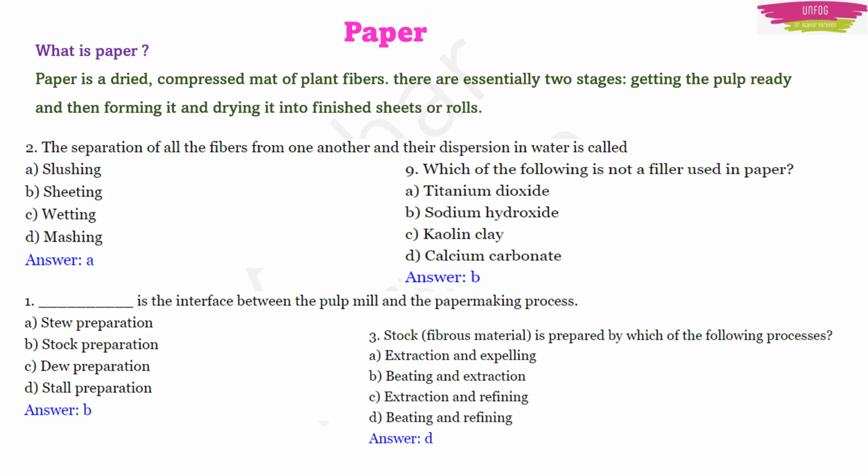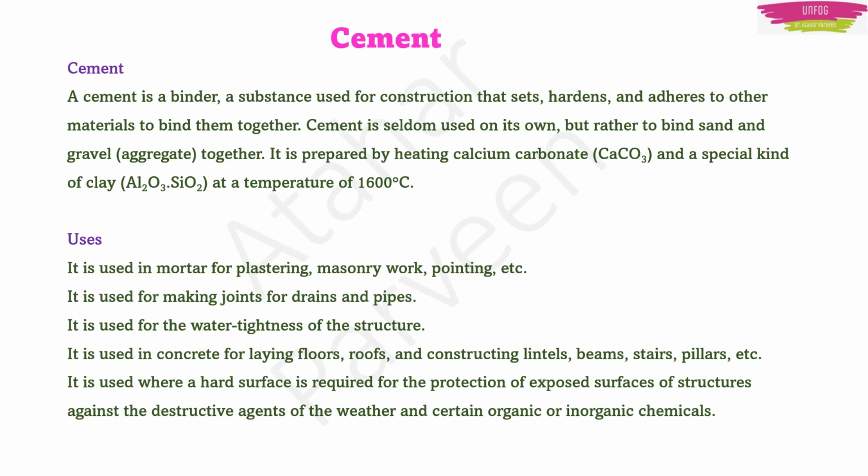And then the stock, which is a fibrous material, is prepared by a process known as beating and refining. So any one of them can be asked as a 1-mark question. Now let's talk about cement. Cement is a binder. It is a substance used for construction. Okay, we know that, right?